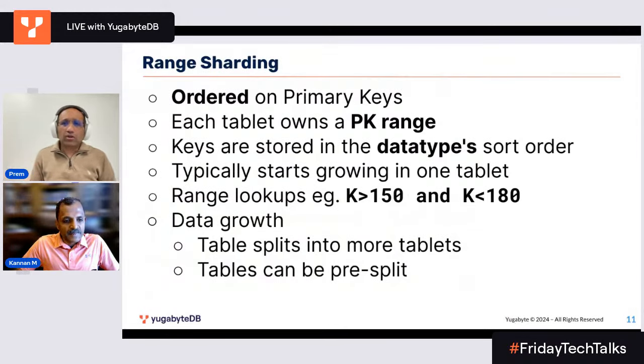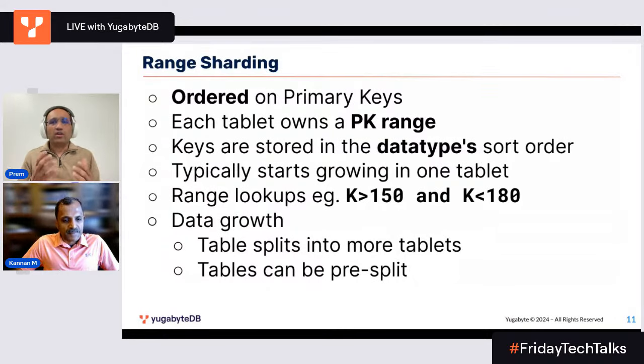Next, we are going to look at range sharding. In a way, YugabyteDB is actually a purely range sharded system. Either we range shard on primary keys or on the hash of primary keys. In the case of range sharding, each tablet owns a primary key range, not the hash. Keys are globally ordered on primary keys. Because of this, contiguous keys are together.